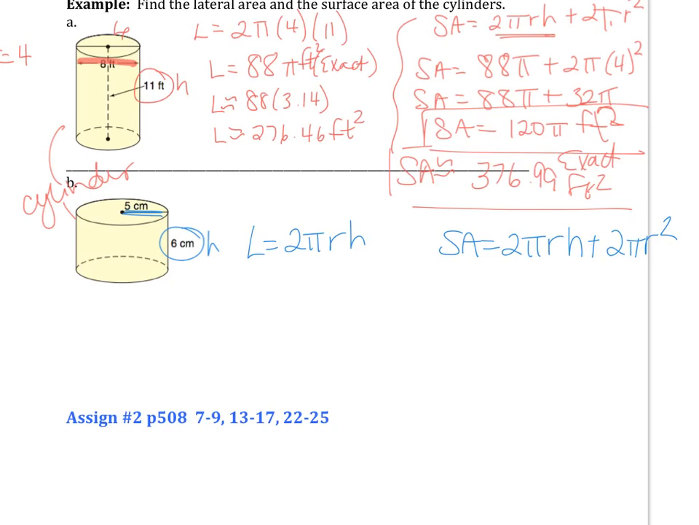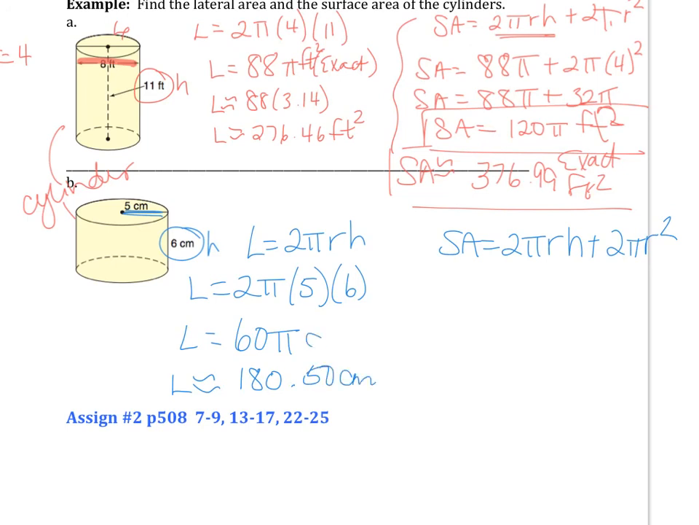Plugging in what we know then, so I know lateral area equals 2 times pi times 5 for my radius, 6 for my height. Multiplying those numbers for my exact answer, 2 times 5 is 10 times 6 is 60 pi. And then my approximate answer, going ahead and multiplying that out, times 3.14, that's 180.50 centimeters squared for my units. Again, we're talking area, so it's always centimeters squared.